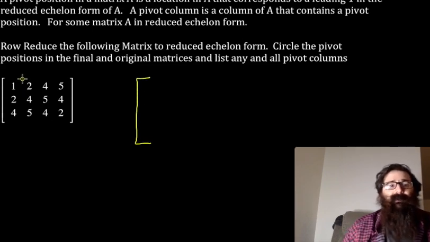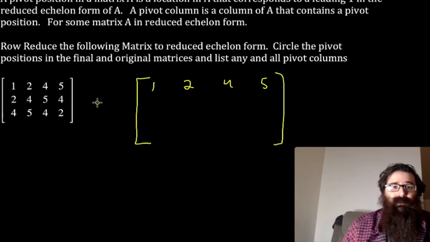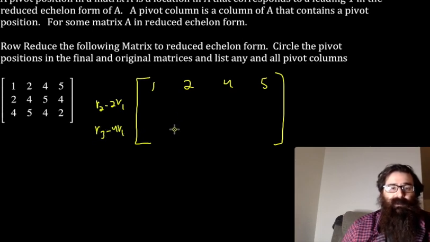To start off, I can use this leading 1 in the upper left corner to get zeros underneath it, and that's what I want to do. So I'm just going to start by rewriting row 1. And then I'm going to go in row 2, and I'm going to replace it with row 2 minus 2 times row 1. And I'm also going to work in row 3. I'm going to replace row 3 with row 3 minus 4 times row 1. And I don't want to try to do too much at once, but I should be successful.